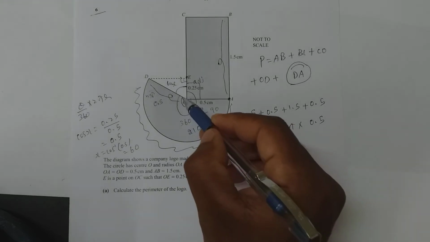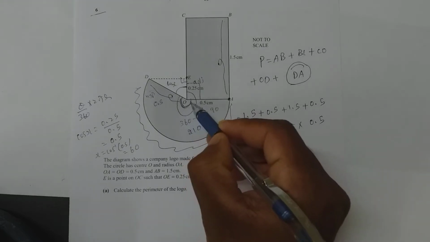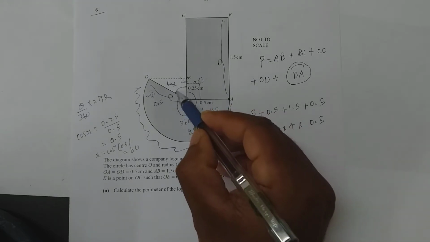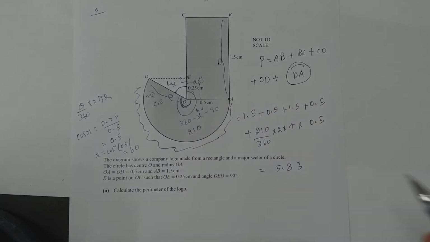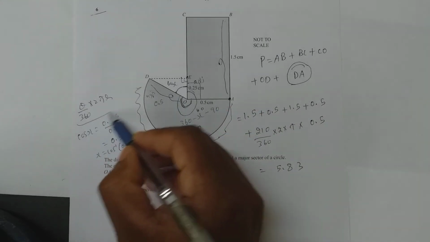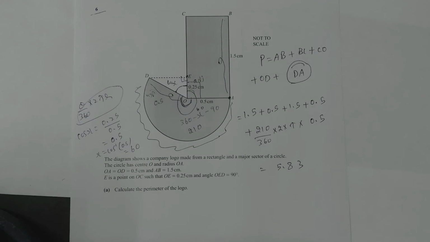Okay, did you understand, students? To get the arc length I need only this angle. This angle I get from total 360. Remove this angle and this 90, I get this angle. Once I get the angle, this formula I use.